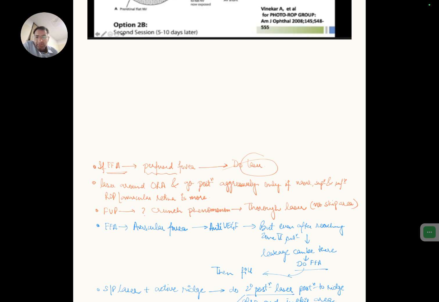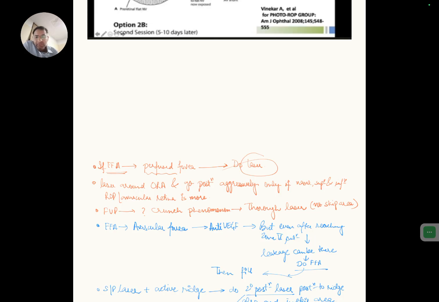We have to laser only around the ora mainly. What is FVP? If FVP is there, there is a chance of crunch phenomenon. So we should do a thorough laser and leave no skip areas.